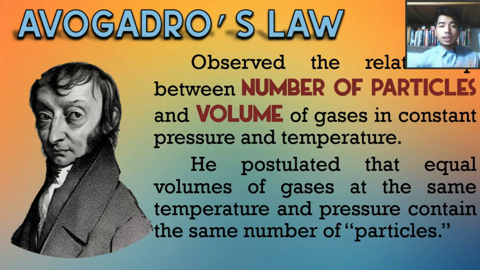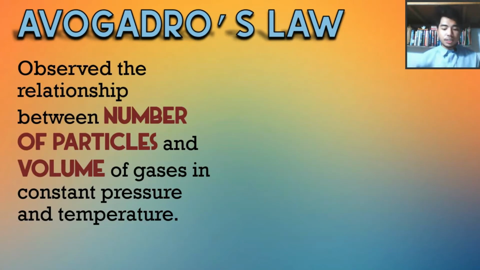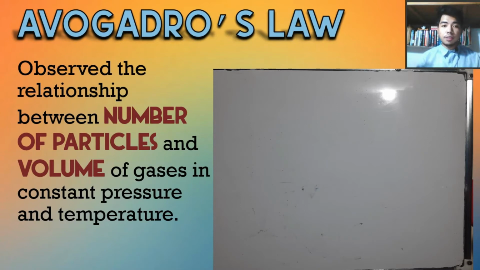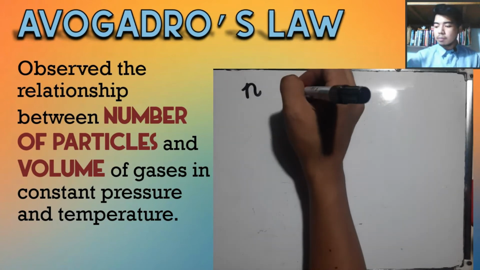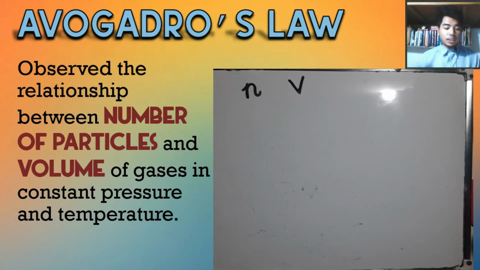Now the next one, after the combined gas law, we now have here the presence of Avogadro's law. According to Amadeo Avogadro, it is simply observed that in this law, the relationship of the number of particles and the volume of gases in constant pressure and temperature. Avogadro postulated that equal volumes of gases at the same temperature and pressure contain the same number of particles. For the representations of the different variables for this law, remember that the number of particles is represented by small letter n, and the volume is represented by capital letter V. And the relationship is directly proportional as well.